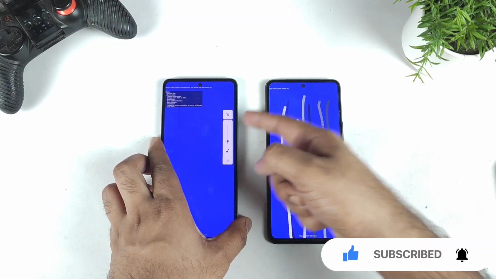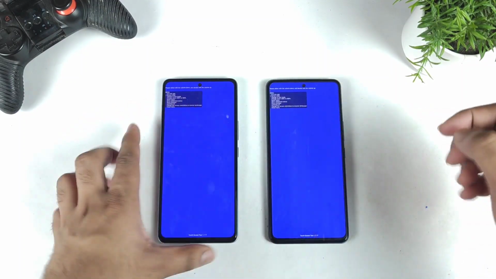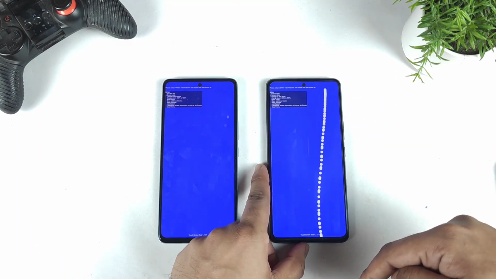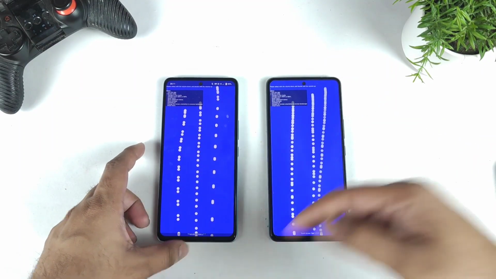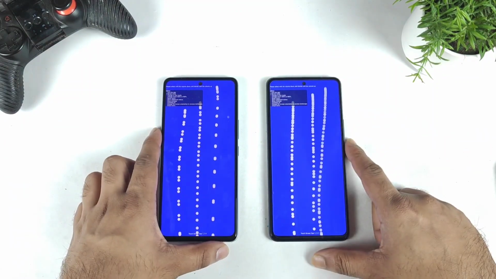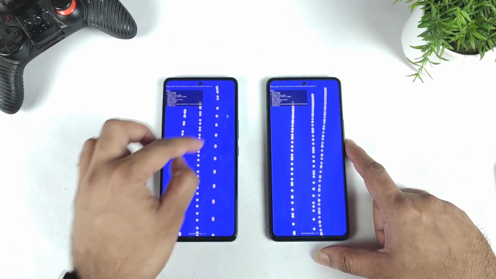Let's do one more thing. Let's increase the speed. As you can see, full speed. As you can see, friends, what's happening here: fewer touch inputs are being detected on this one.